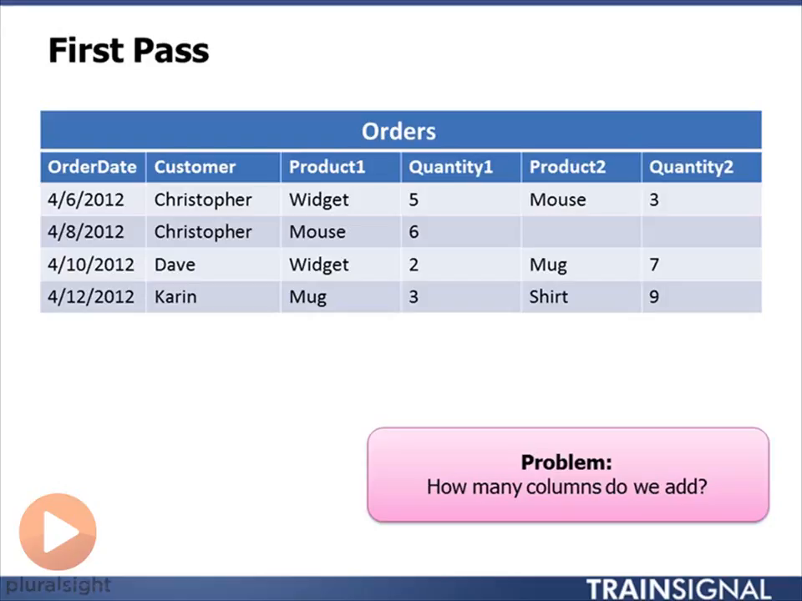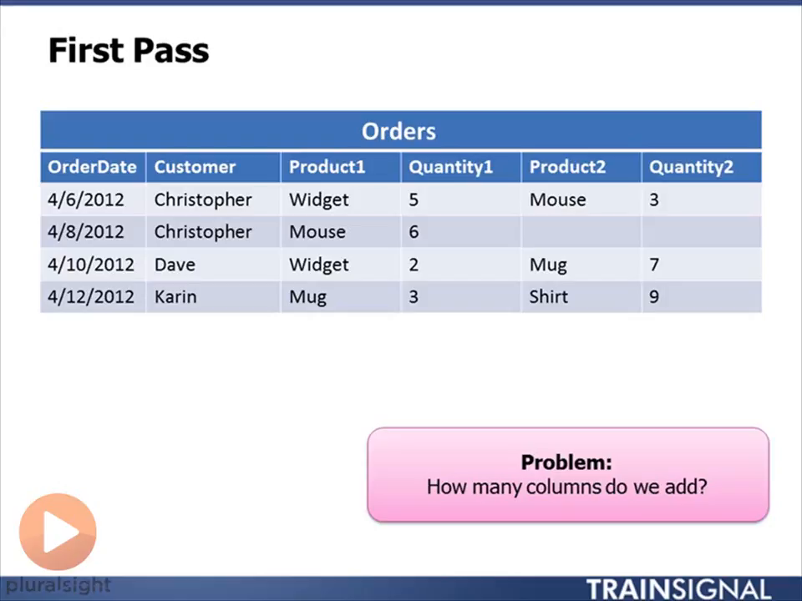So we've got a column called product 1. And then a column called quantity 1. So that's going to tell us how many of product 1 we ordered. So we ordered 5 widgets in that first order for Christopher. Then I've got another set of columns, product 2, and then quantity 2. So we ordered 3 mouses or 3 mice.